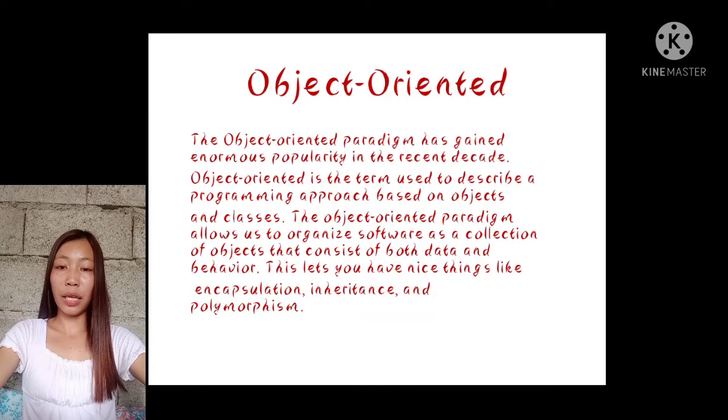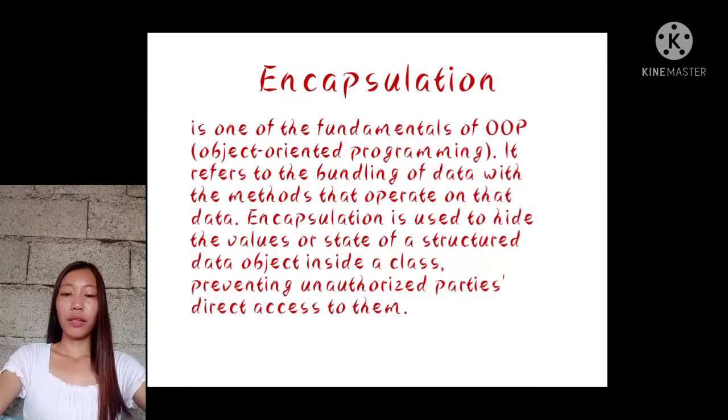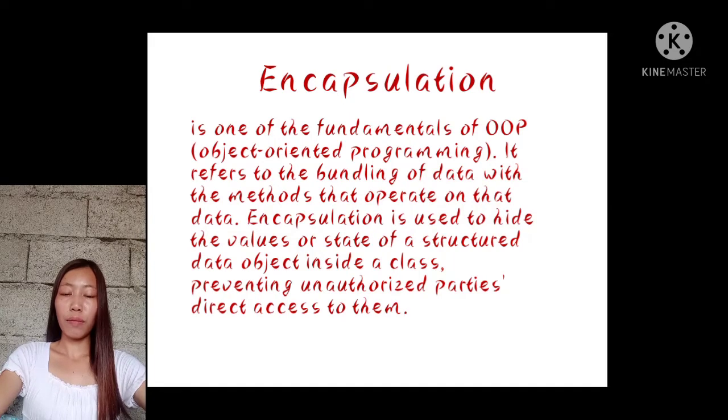Next is encapsulation. It is one of the fundamentals of object-oriented programming. It refers to the bundling of data with the methods that operate on that data. Encapsulation is used to hide the values or state of a structured data object inside a class, preventing unauthorized parties direct access to them.